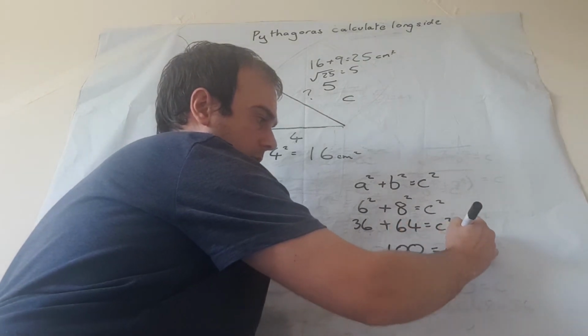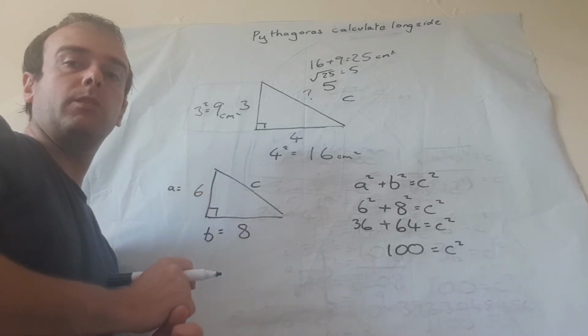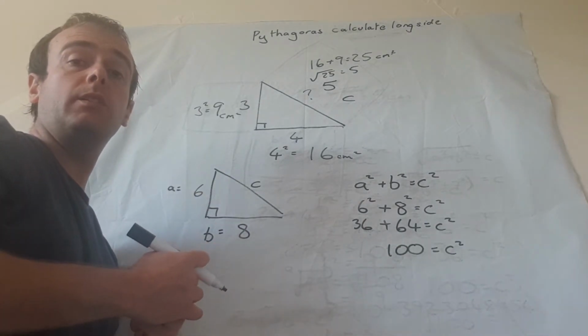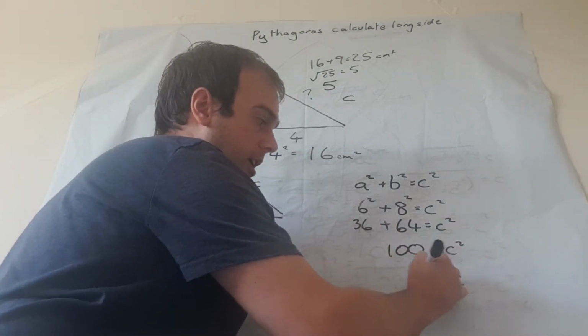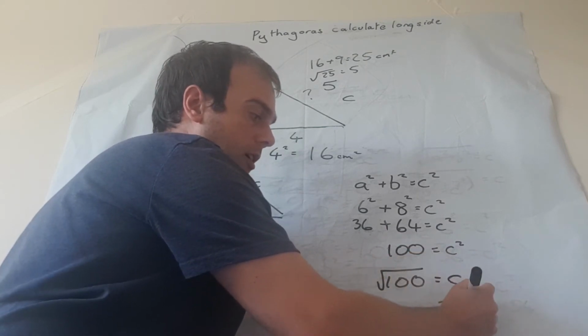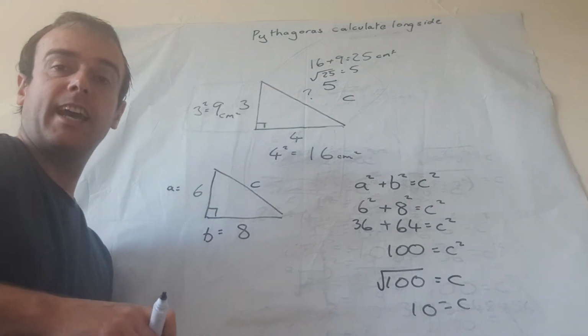So what I now know is that C squared is equal to 100. The final step is to work out what C on its own is. So we can do square rooting at this stage. C equals the square root of 100. And you know that the square root of 100 is 10.